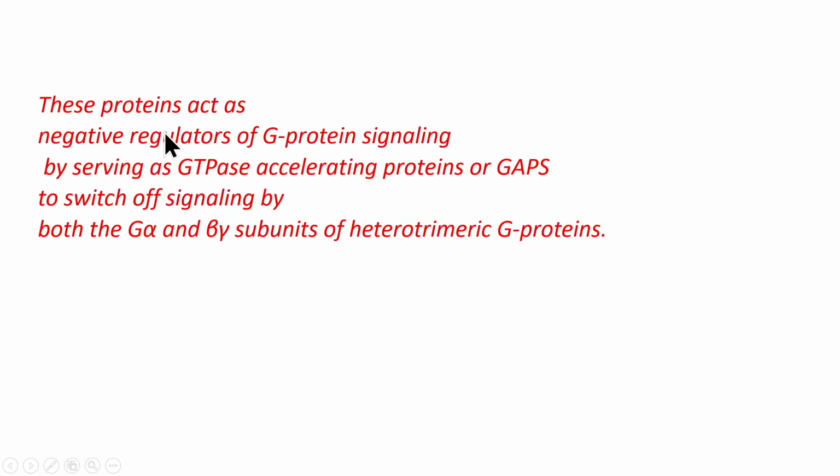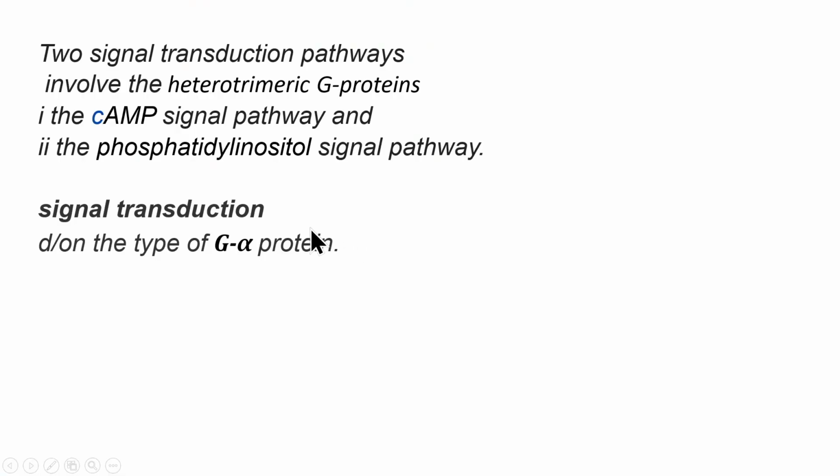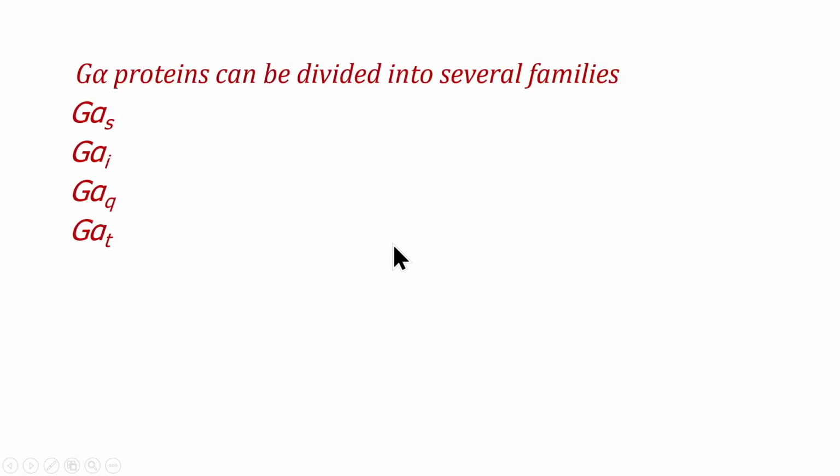These proteins act as negative regulators of G protein signaling by serving as GTPase accelerating proteins, or GAPs, to switch off signaling by both the G alpha and beta gamma subunits of the heterotrimeric G protein. There are two signal transduction pathways involving the heterotrimeric G proteins: the cyclic AMP signal pathway and the phosphatidyl inositol signal pathway. The signal transduction depends on the type of G alpha protein which is activated by the ligand.